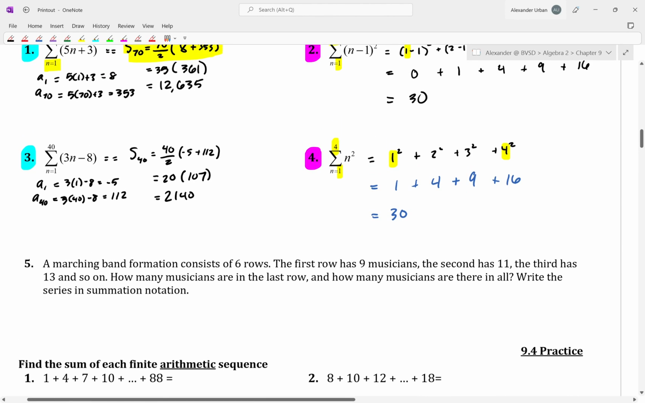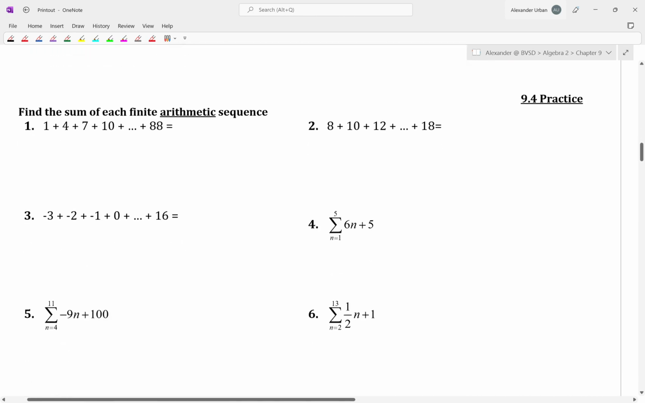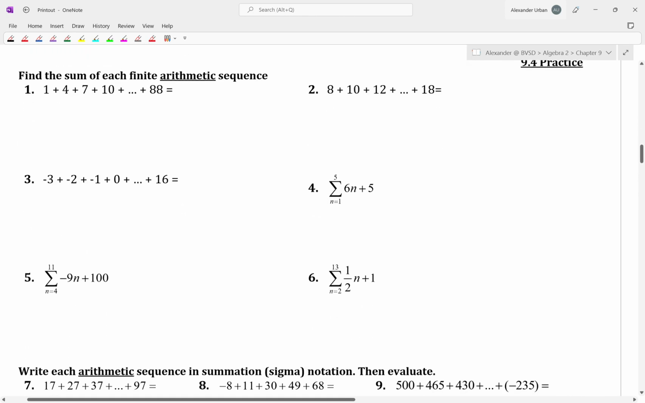Our last problem was like our first, essentially, or our first story problem. So I'm going to skip it for now, and I'm going to say you should be working on your 9.4 practice, which is mostly all linear. So you should be able to use the summation formula. Find each sum of the finite arithmetic sequence. Make sure you're using that formula. S of n is equal to n over 2 times our first term plus our last term. So make sure you find your common difference on the first 3 problems, and then work it out on the last 6.